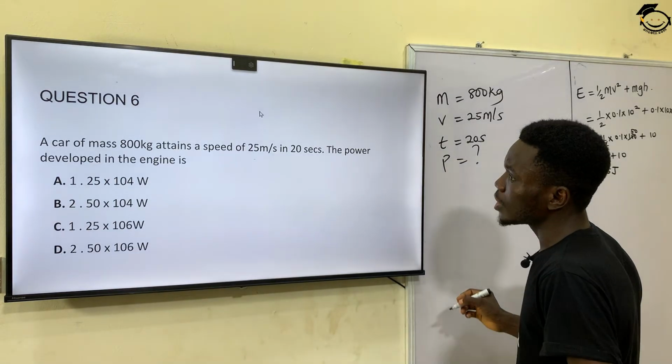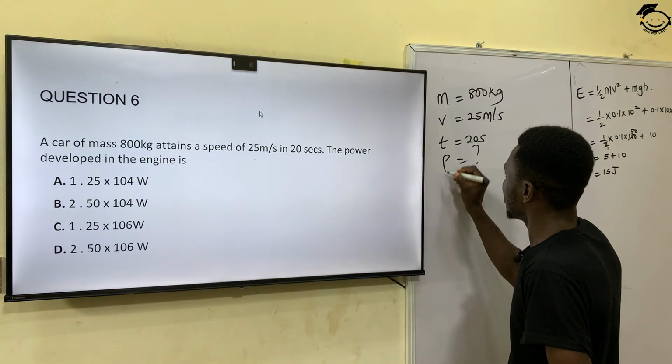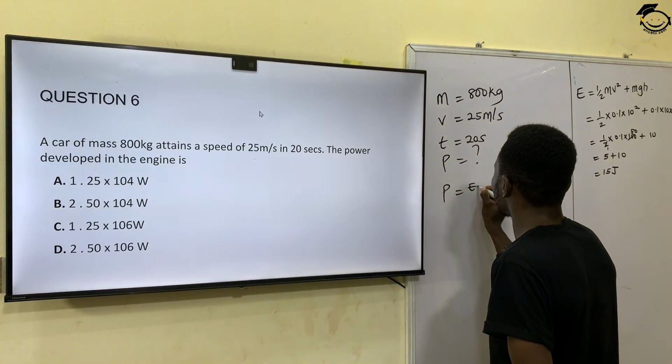So we know that for us to find the power, we have to know what the energy is, because power is equal to energy over time.